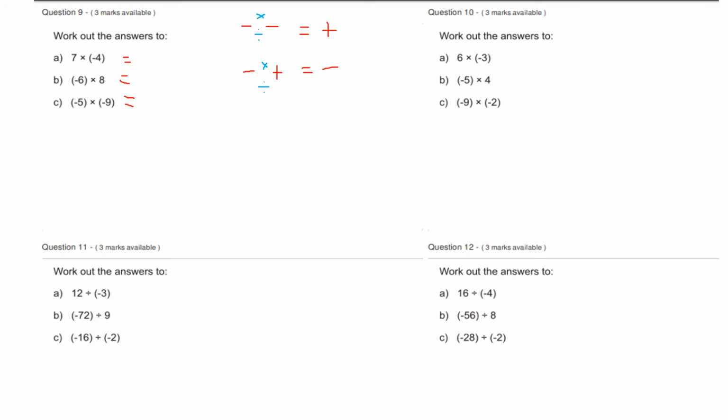And it works exactly the same for division. So you just do 12 divided by 3 and write it down. And then you'd have a look. Only one of them is negative. And if only one of them is negative, then your answer must be negative. And you just do it like that.